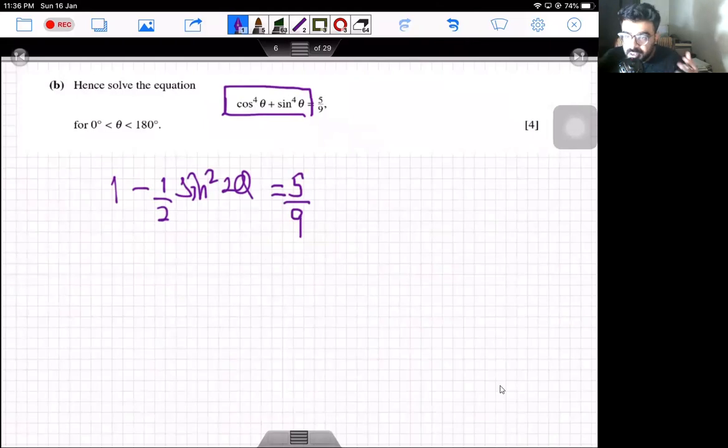Now let's just make the situation easier for ourselves. Let's take a substitution. Let's say x is equal to 2θ.